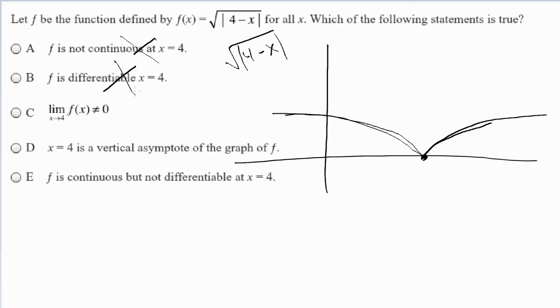The limit as x goes to 4 does not equal 0. Well, it definitely equals 0. x equals 4 is a vertical asymptote. There's no asymptote. f is continuous, check, but not differentiable, check. So it's got to be E.